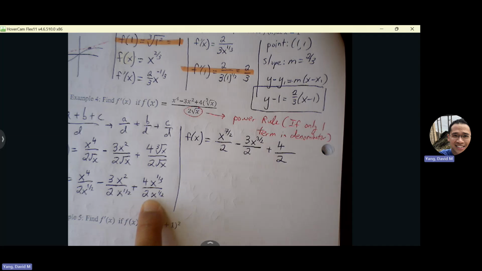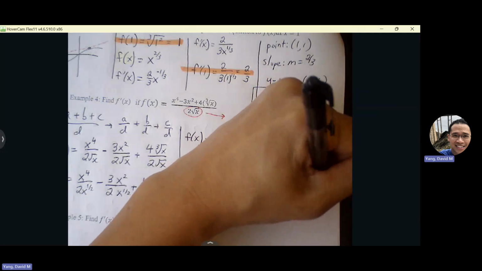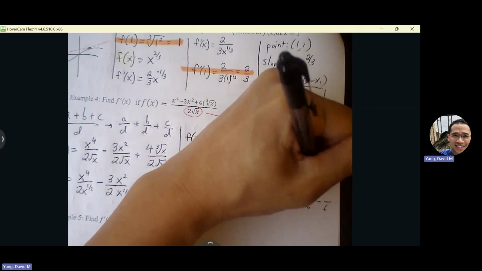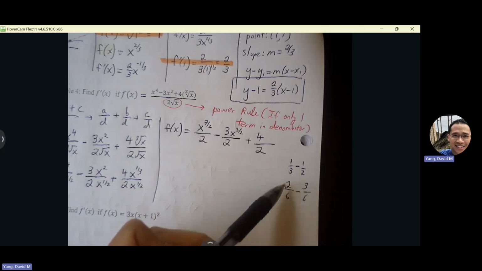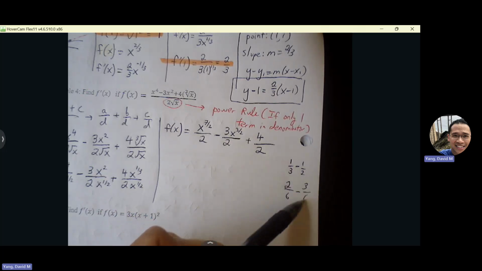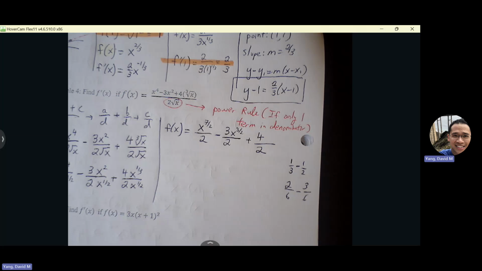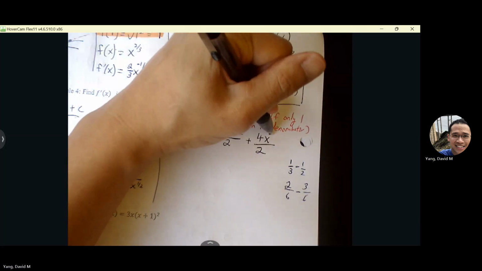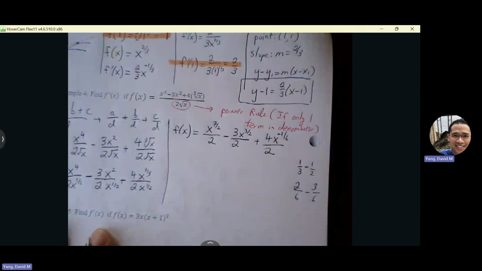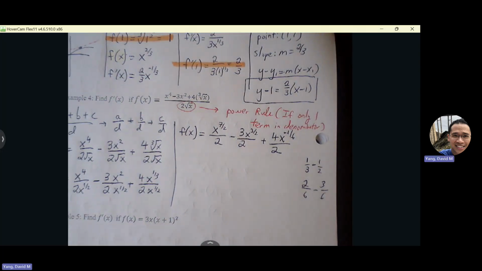This one requires a common denominator of 6. So let me put this off to the side. 1/3 minus 1/2 is the same thing as 2/6 minus 3/6. Right? I'm balancing the fractions here. 3 times 2 is 6, so I need a 2 above. 2 times 3 is 6, so I need a 3 above. So 2/6 minus 3/6 is negative 1/6. Hey, we're almost there. Every term is ready for power rule, basically.